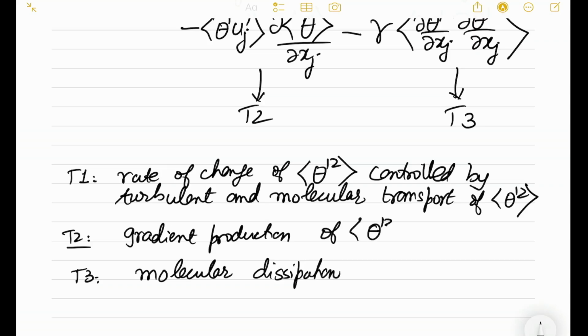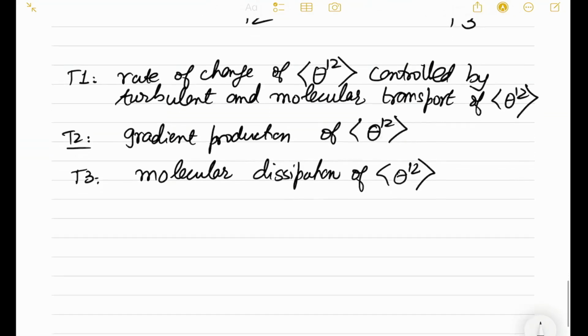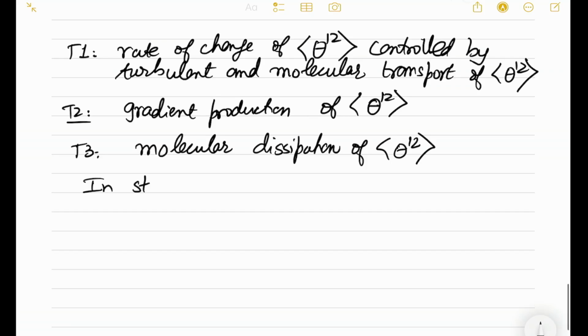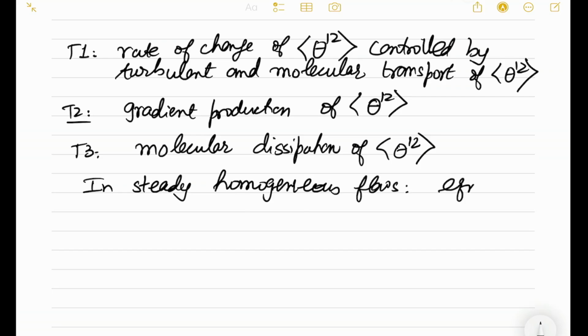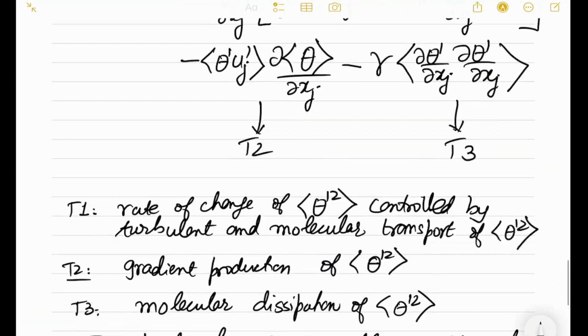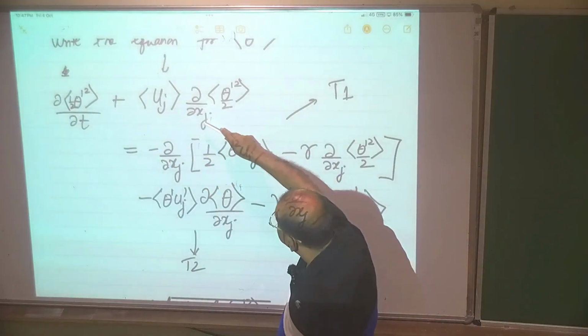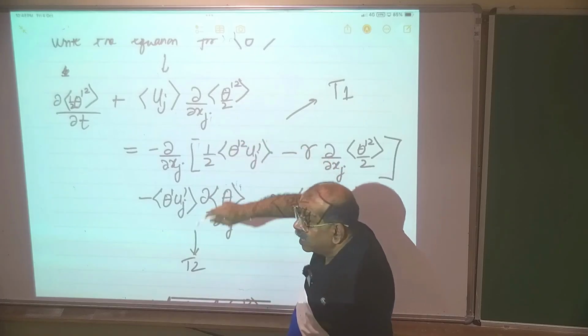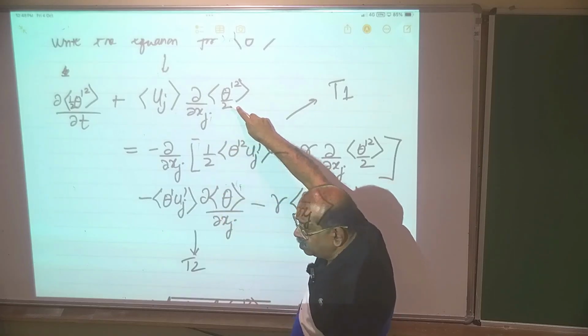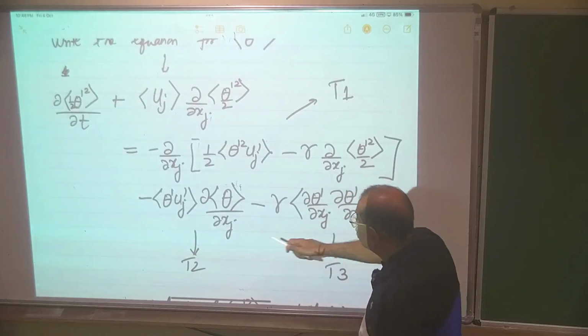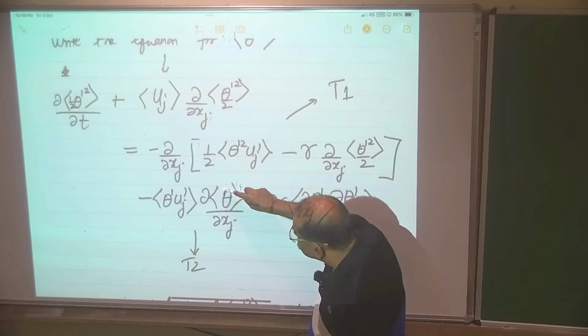And again, this is production of theta prime square, this is dissipation of theta prime square. Now, in steady, homogeneous flows, the equation reduces to... once we talk of stationary or steady flow, this term goes away. All the gradients, it's homogeneous. So, of all the averaged quantities, fluctuating quantities, this goes away. D by dxj of fluctuating quantities goes away. So, we are left with only this, and d theta by dxi, this is a mean gradient.